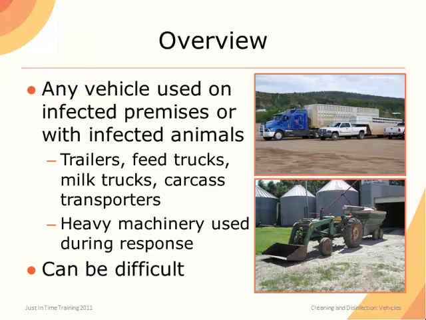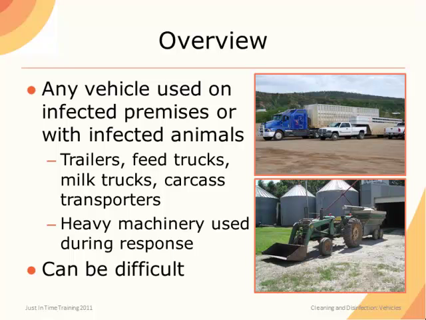response. Vehicles used for an animal disease response can serve to transfer microorganisms to other locations and to susceptible animals. Any vehicle used on infected premises or to haul infected animals can potentially transport pathogens from one site to another. These may include personal vehicles, livestock carriers, feed trucks, milk trucks, or carcass transporters. These vehicles must be cleaned and disinfected before leaving the area.